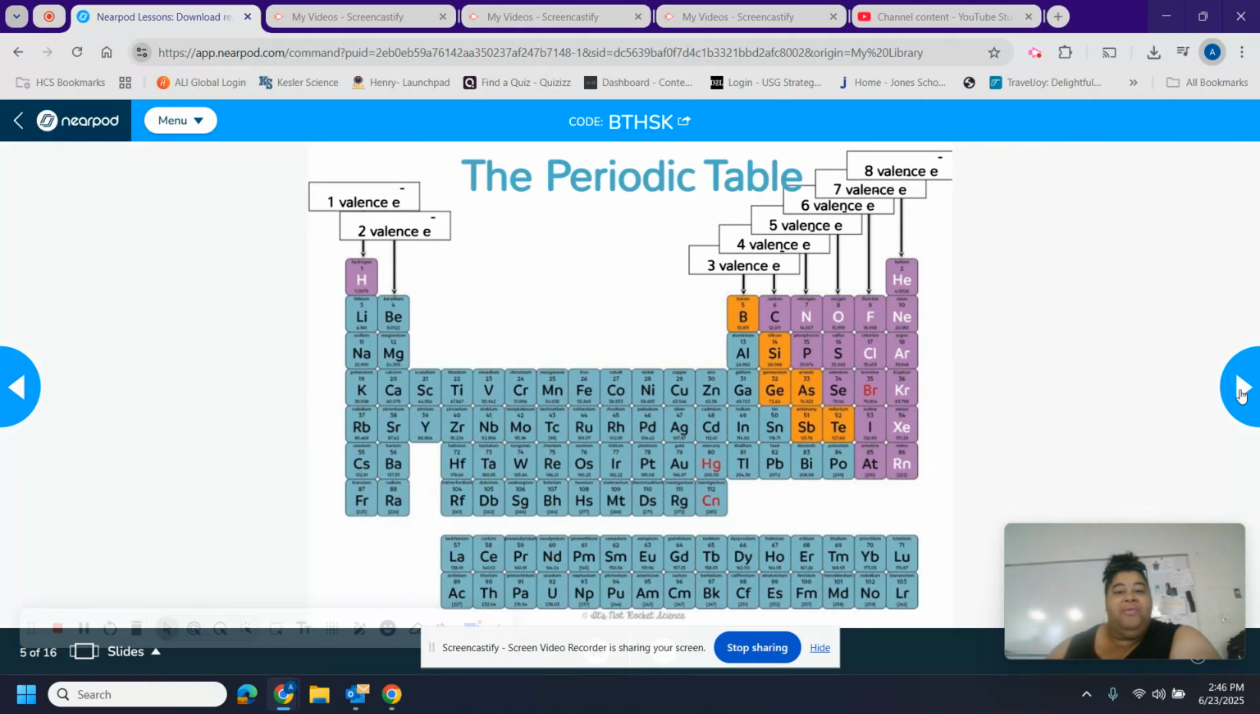Here's a visual of all 18 groups showing the valence electrons for each group. So if you're in group 1, you have 1 valence electron. If you're in group 2, you have 2 valence electrons. We skip the transition metals, 3 through 12, and go to group 13. So group 13, you have 3 valence electrons, and move on to group 14, 15, and so on.